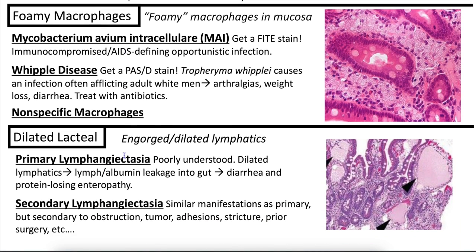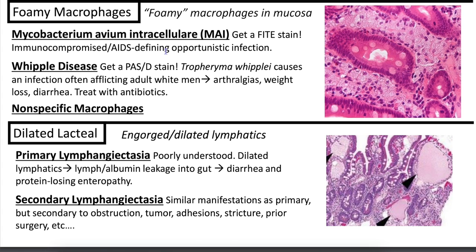Foamy macrophages in the mucosa, you want to think about your Mycobacterium avium intracellulare, your Whipple's disease, and non-specific macrophages. So your MAC, or Mycobacterium avium intracellulare, and Whipple disease, they're both PAS positive. So how do you tell the difference? Well, your MAI is AFB positive. That's why you want to get that fite stain. And it's generally seen in immunocompromised, an AIDS defining opportunistic infection.